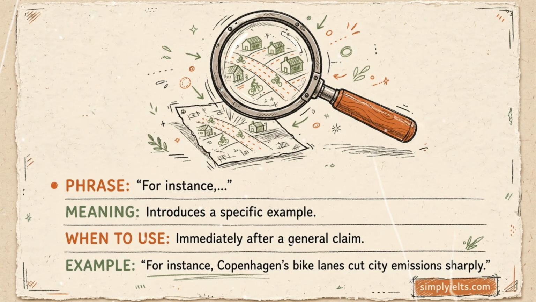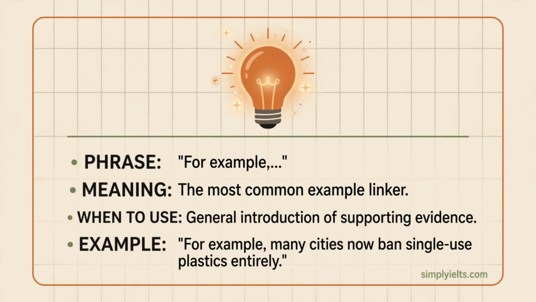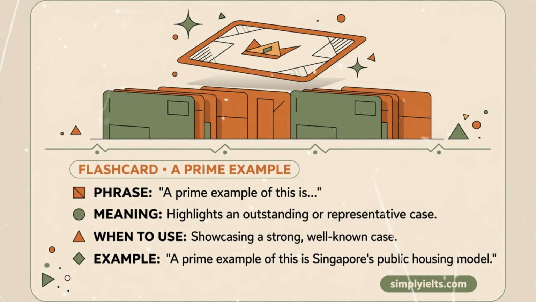To introduce a specific example immediately after a general claim, use the phrase, for instance. For example, Copenhagen's bike lanes cut city emissions sharply. For example, is the most common way to introduce supporting evidence. As seen here, for example, many cities now ban single-use plastics entirely. To showcase a particularly strong or well-known case, use, a prime example of this is. An example is, a prime example of this is Singapore's public housing model.